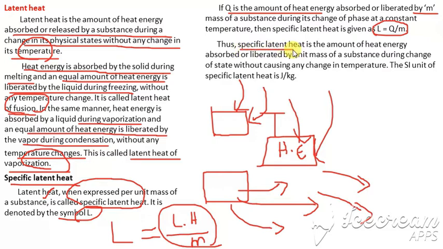Thus latent heat is the amount of heat energy absorbed or liberated per unit mass, and the SI unit is joule per kg. Okay, so what is the SI unit of latent heat? It is joule per kg.